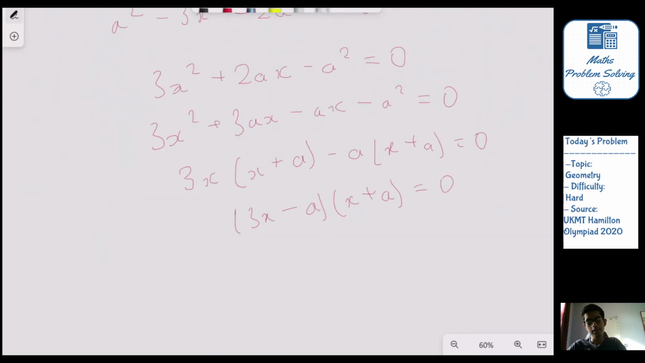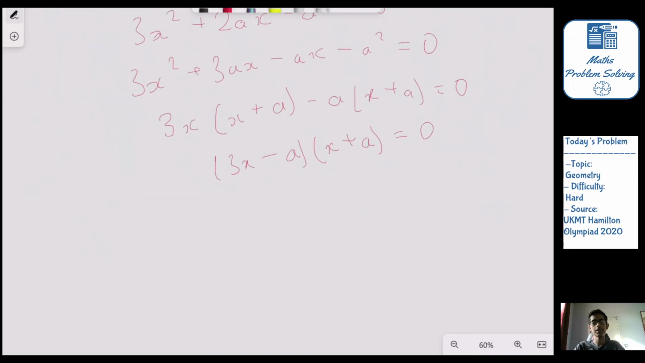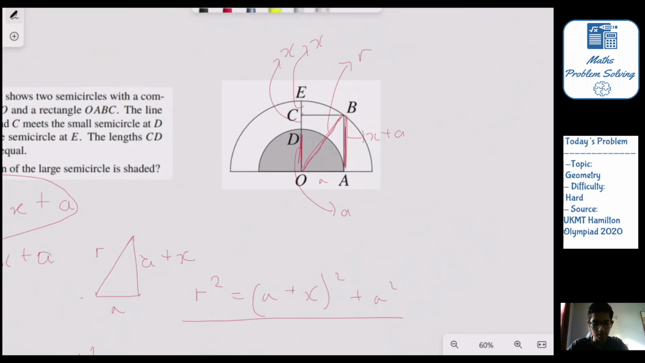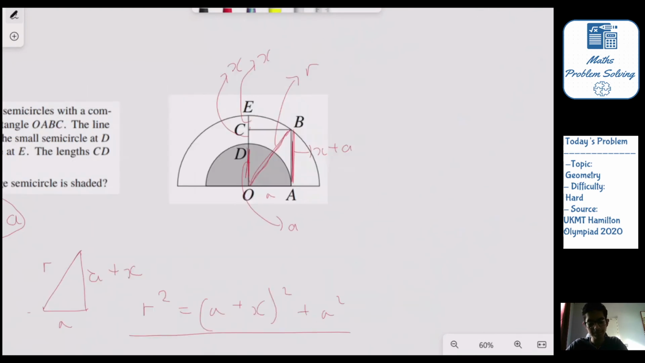Okay, this is quite good. Now we have two possible relationships between x and A. Either 3x equals A, or x equals minus A. Both x and A are side lengths, so the second has to be wrong. Therefore 3x must equal A. This is quite useful. If we go back to our original diagram, 3x equals A, and A is the radius of the smaller semicircle.